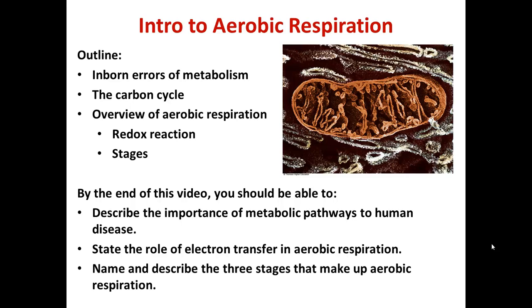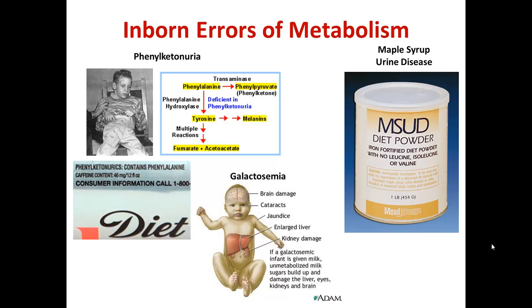By the end of this video, you should be able to describe the importance of metabolic pathways to human health and disease. You should be able to state the role of electron transfer in aerobic respiration. And finally, you should be able to name and describe the 3 stages that make up aerobic respiration.